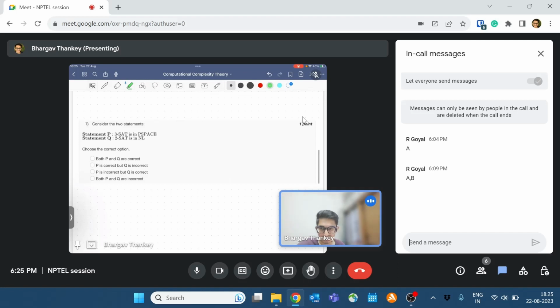Okay, so is P correct? You are saying that P is correct, but Q is incorrect, right? P is correct because 3-SAT is in NP, and NP is inside PSPACE. That is true. Why is Q false? 2-SAT is in P, but then we cannot say for sure that L and NL are inside P.